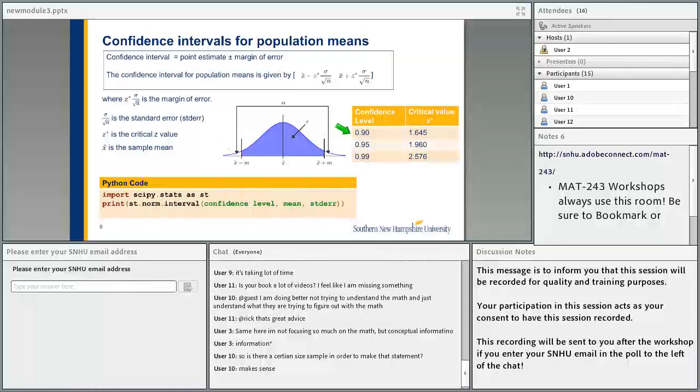So here I have a table with some common levels of confidence and the corresponding critical z values. You don't have to memorize them, but you can always refer to a table in your books whenever you're doing these problems.